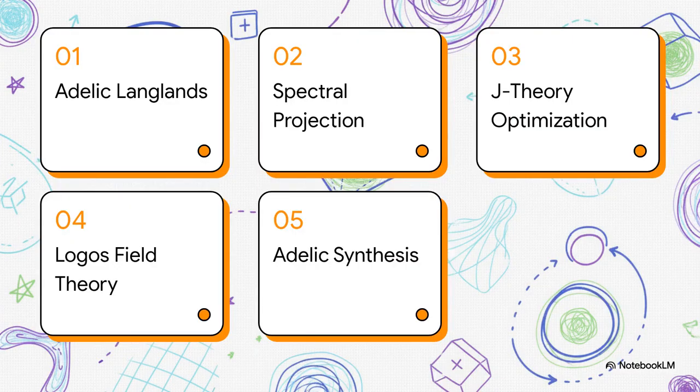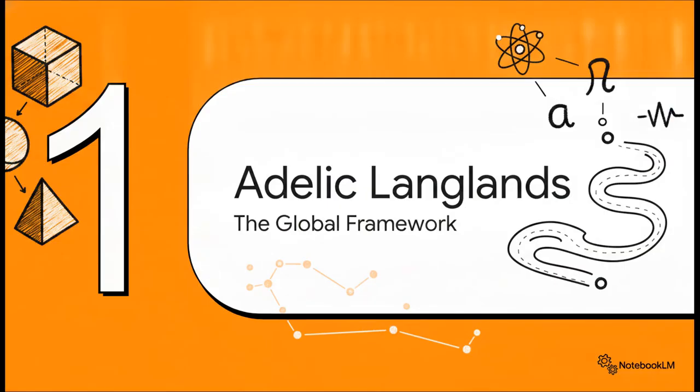Well, here is our roadmap to figure it out. First, we'll look at the Adelic Langlands framework as a whole. Second, we dive into spectral projection. Third, J-theory optimization. Fourth, logos field theory. And finally, number 5, Adelic synthesis. All right, starting with section 1, the Adelic Langlands framework. Let's look at the global picture.